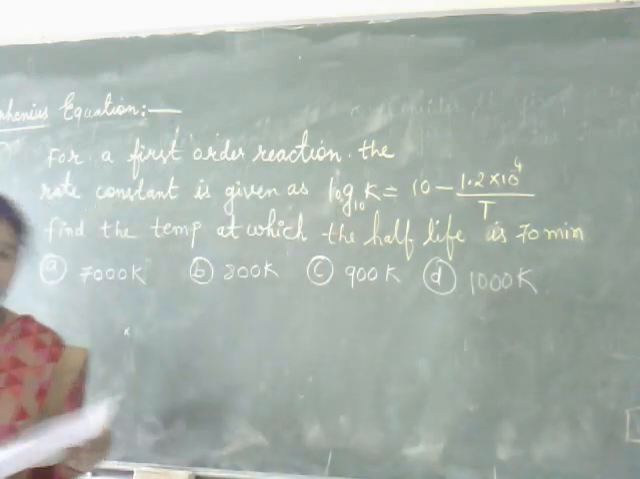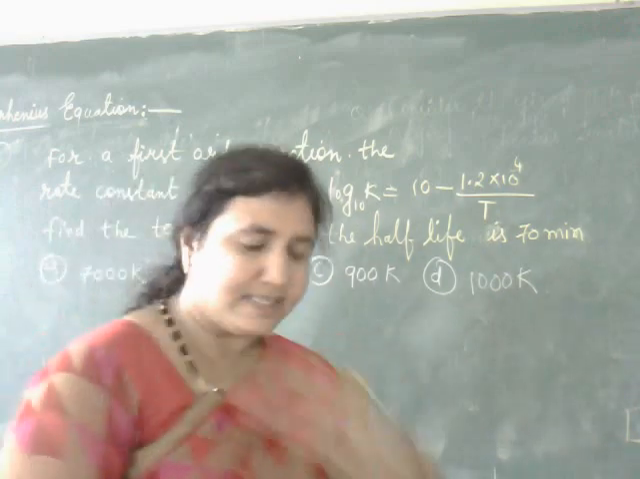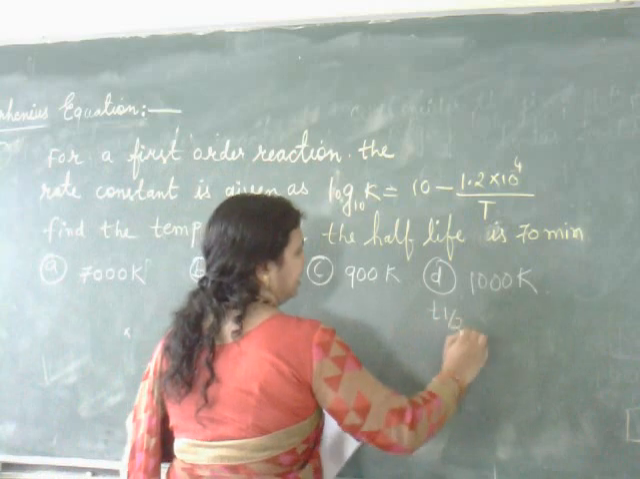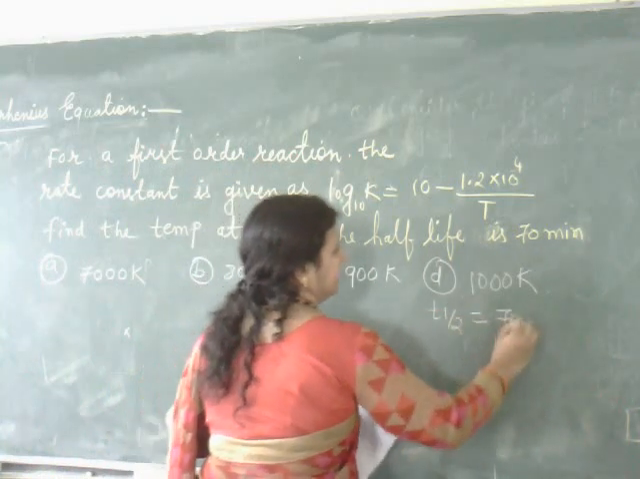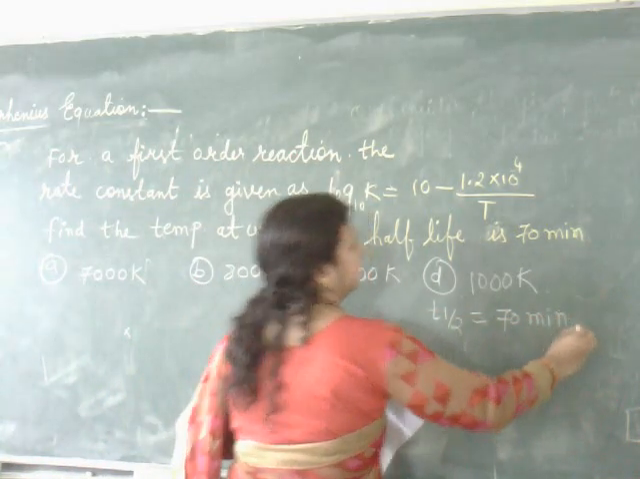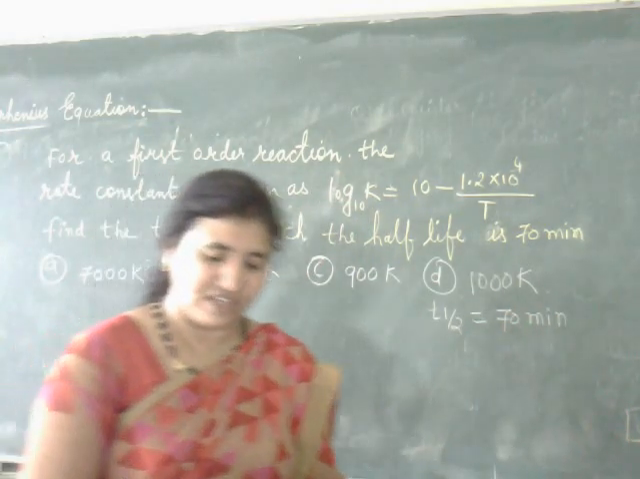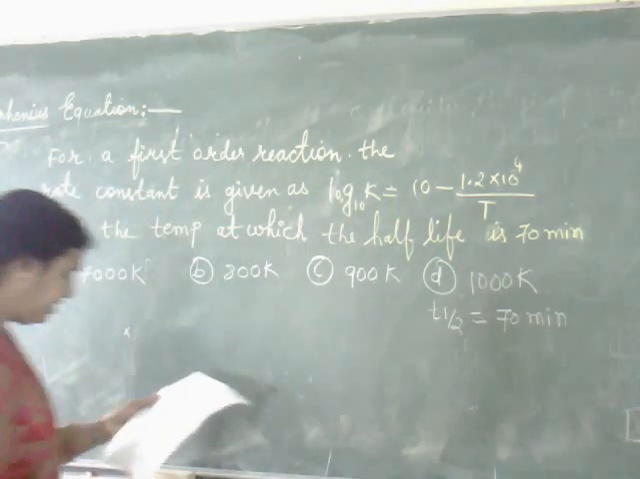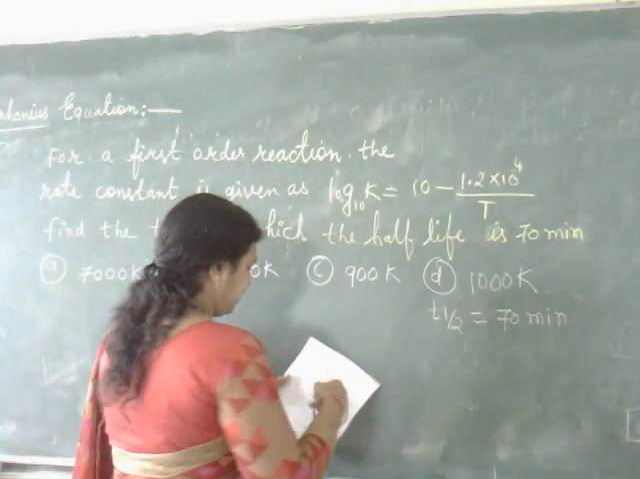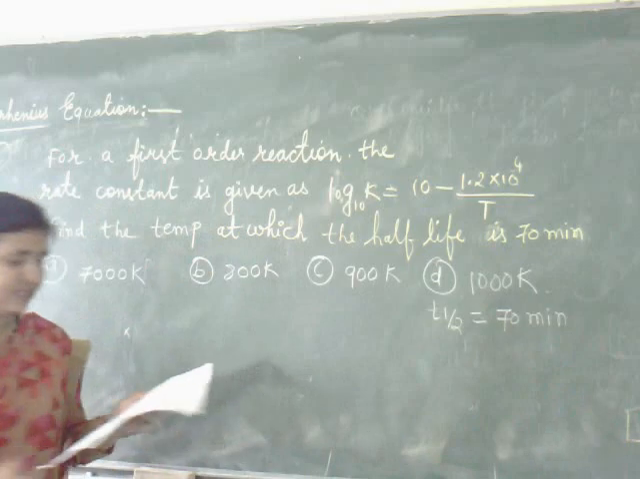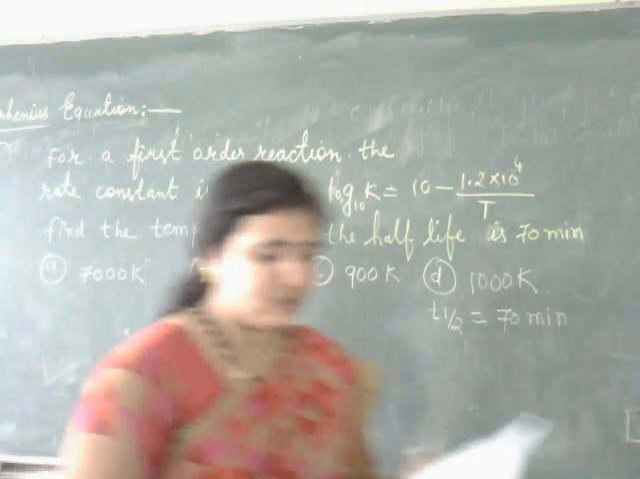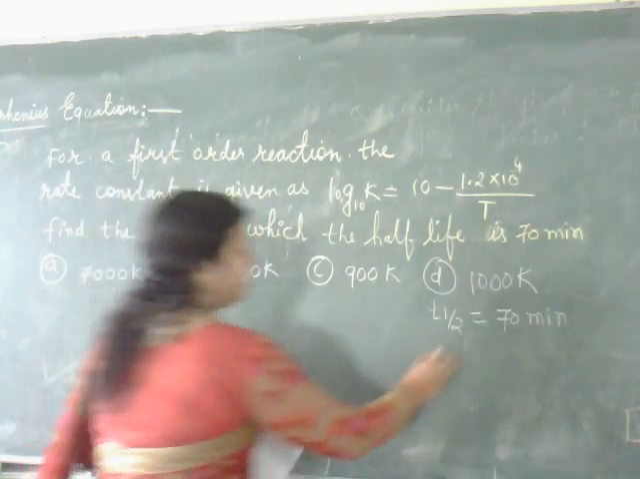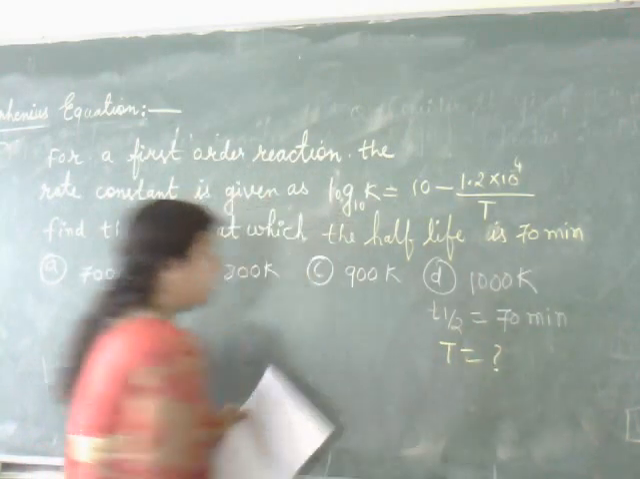Okay, any idea how to do it? What is given in the question? T half is given, how much? 70 minutes. Next, again this equation has been given here: log10 K is equal to 10 minus 1.2 into 10 raised to power 4 by T. Then what we have to find out here? T we have to find out.